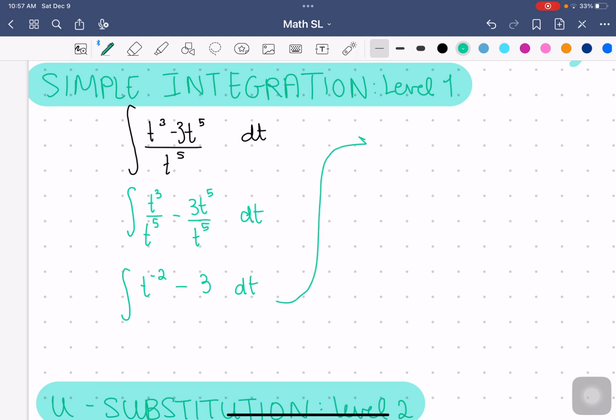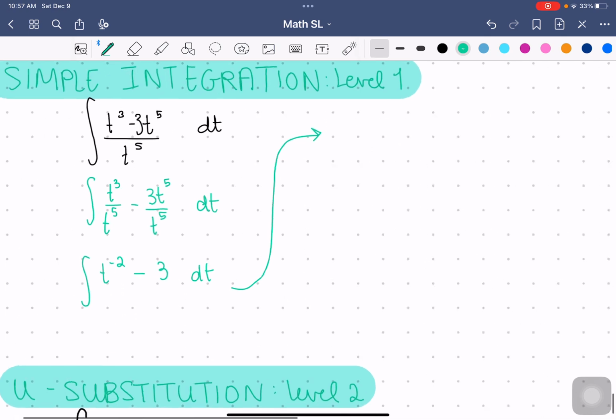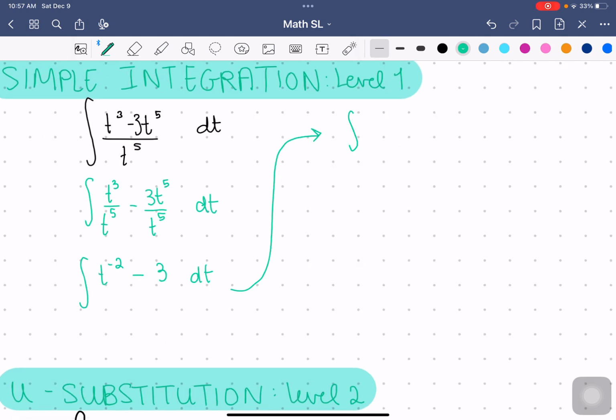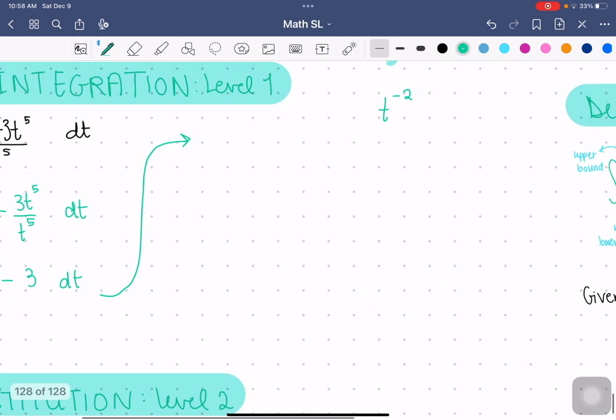Now, if you want to integrate this, let's do each one alone. Actually, let's talk about this rule. We would basically have the integral of t to the power of minus 2 minus the integral of 3 dt. This is how we're going to think of it. We don't have to write it in this notation though, so we're just going to integrate each one alone. So t to the power of minus 2. What did we say for the last one? We're going to add 1 to the power. So we're going to get 1 over the power plus 1. So we're going to get negative 1 times t to the power of the power plus 1. So minus 2 plus 1, which again is minus 1.